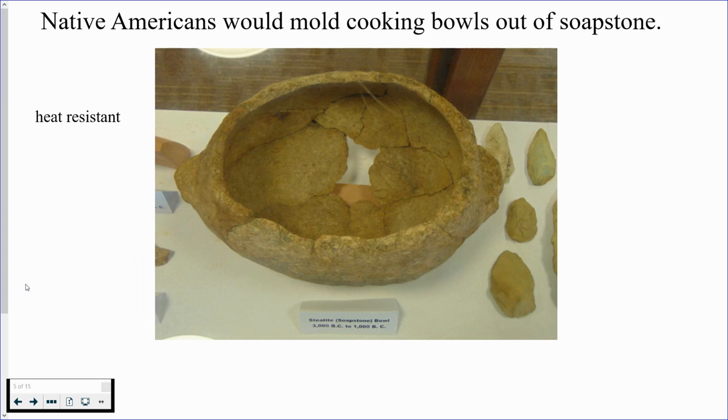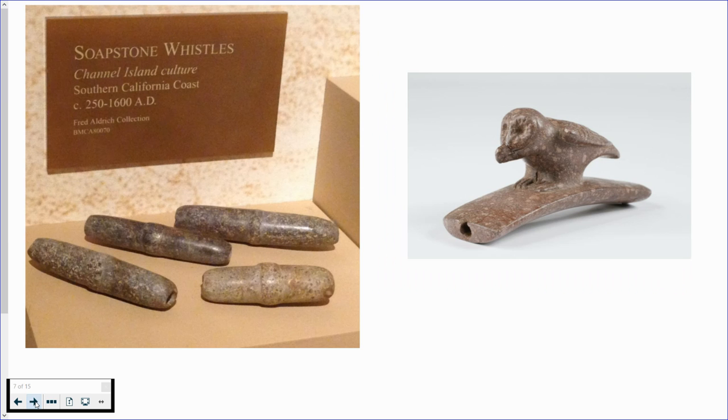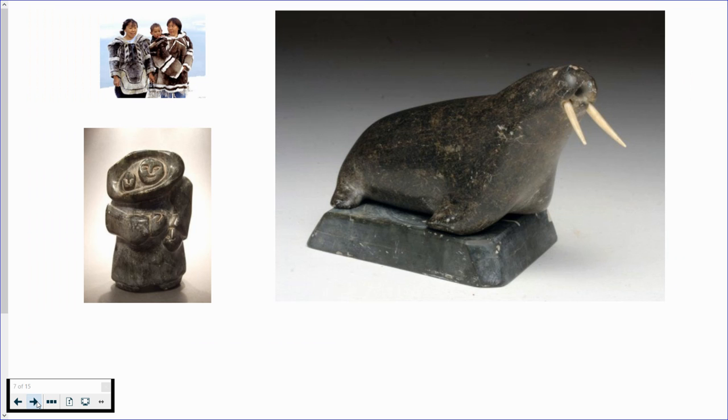And just a little bit of history here: the Native Americans and indigenous people would make bowls out of it because it's very heat resistant and easily carved. Some people call it steatite too. It is another name for it, especially when you're talking about artifacts from indigenous people. They would make arrow straighteners out of it. They could even make musical instruments like whistles and pipes because it was so heat resistant.